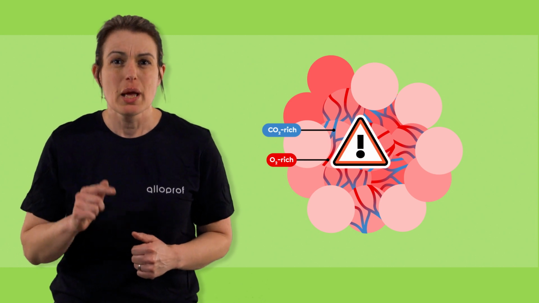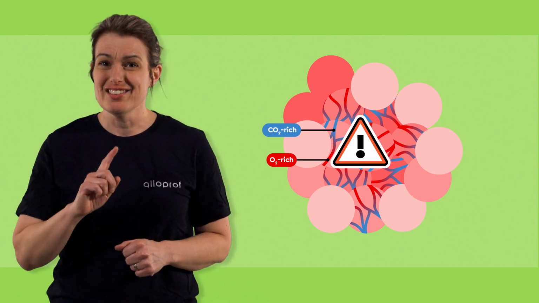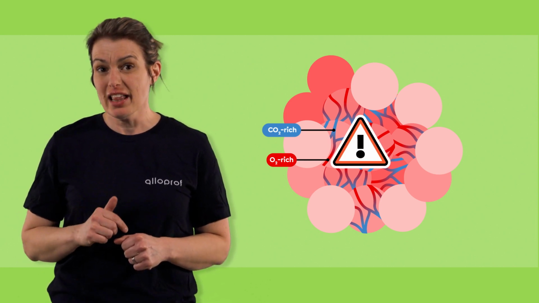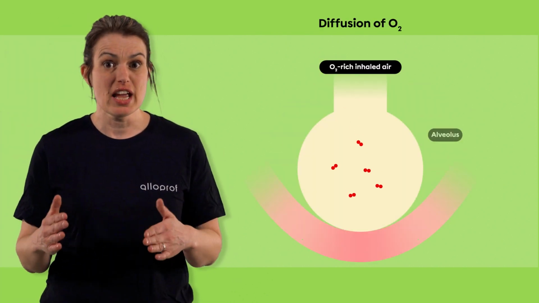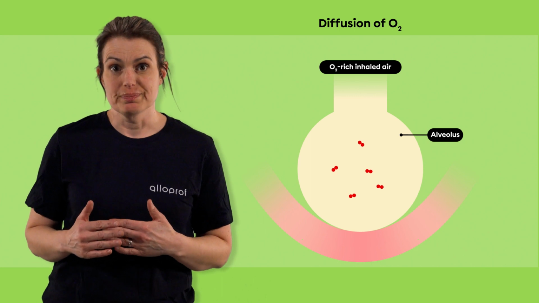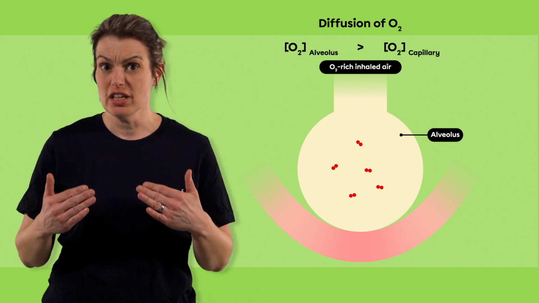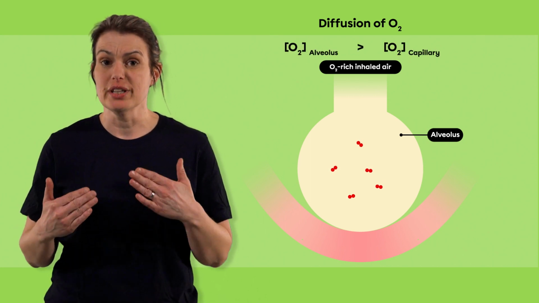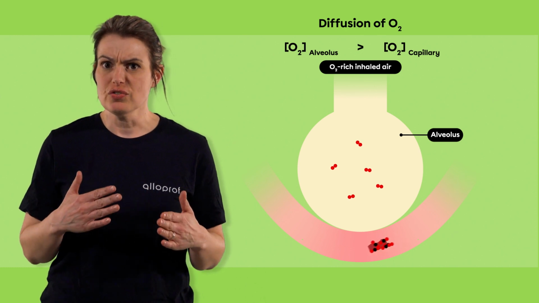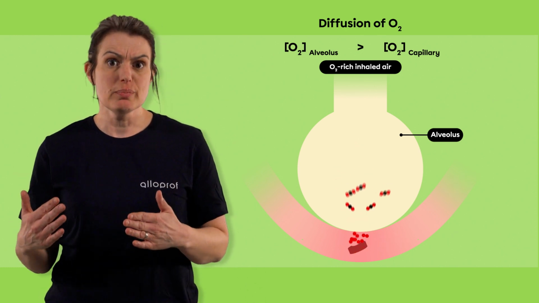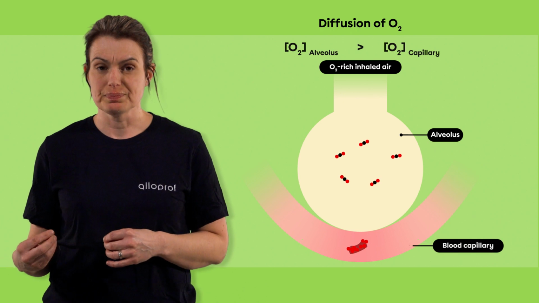But watch out! Blood rich in carbon dioxide is not actually blue. In reality, it is dark red. Oxygen-rich air enters the alveoli during inhalation. The oxygen concentration in the alveoli becomes higher than in the blood. Therefore, oxygen diffuses from the alveoli to the blood through the capillary walls.